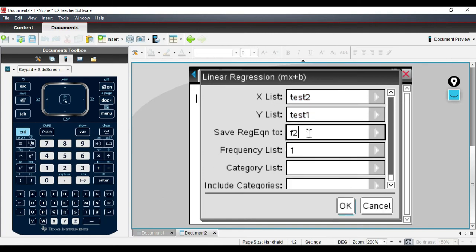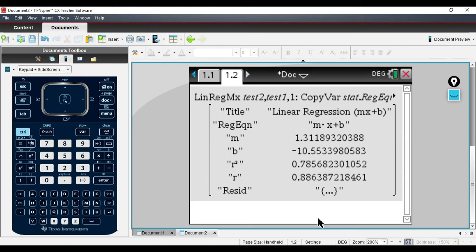And I will store that. I think I already ran a regression earlier, but I'll overwrite that and store that. And the more typical F1, it makes no difference. But here's our regression equation. Now, a normal person would say, and your TI is actually saying this, that this is y equals 1.31 x minus 10.6, where 10.6 is the y-intercept.